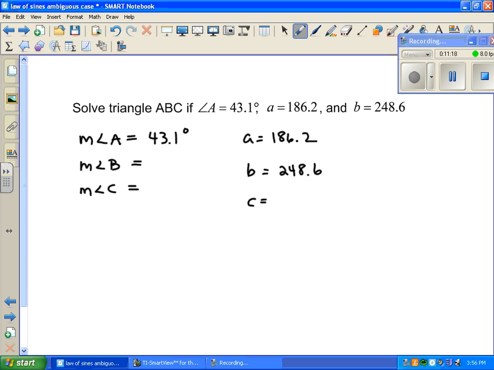So right away, looking at this problem, do you see that it's going to be a two-case scenario? And again, what I'm looking at is the fact that B is bigger than A. So that means the measure of angle B has to be bigger than the measure of angle A, which is going to be a two-case scenario.